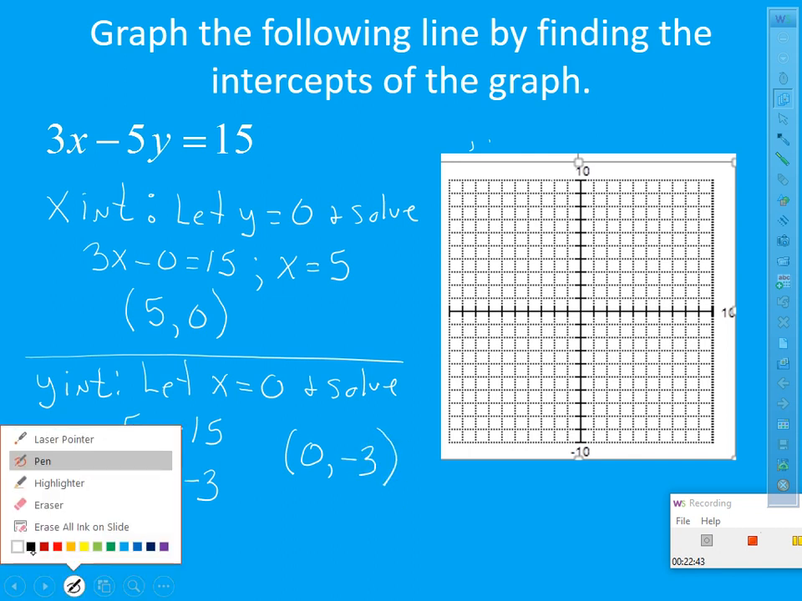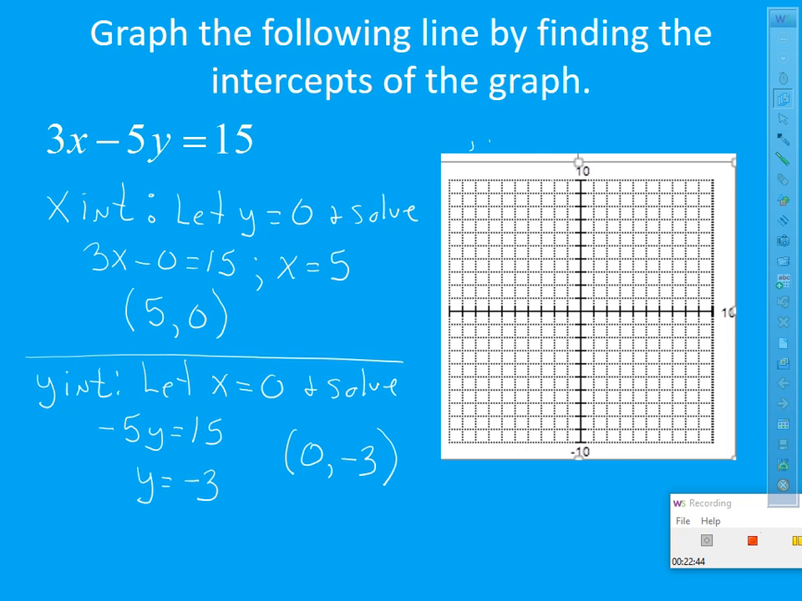Now what you're going to have to do in Math Excel is get the dot tool. And you're going to have to go over 5, up 0, and put a dot. And then 0, negative 3, put a dot. And then what's cool about this, Math Excel will graph that for you. So I just slid that one in real fast.